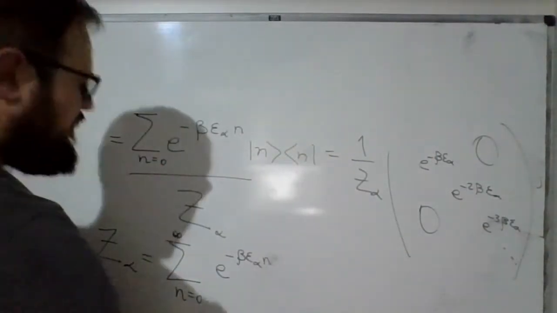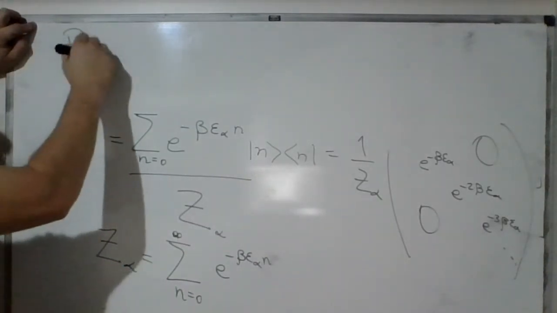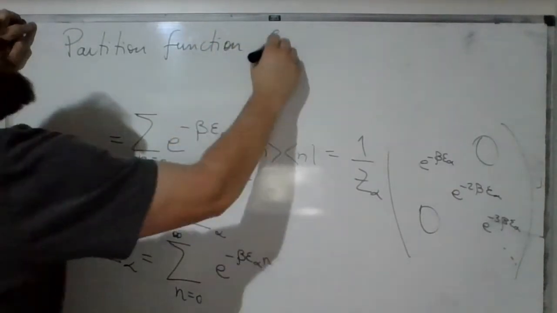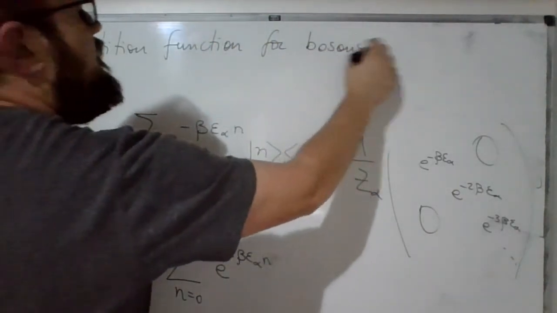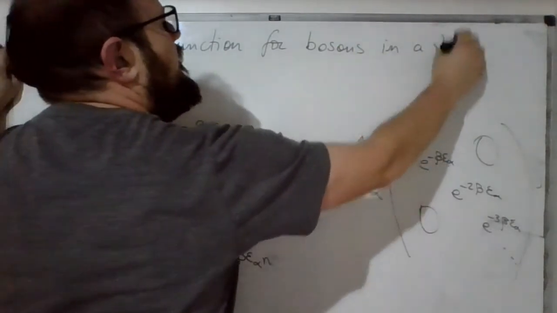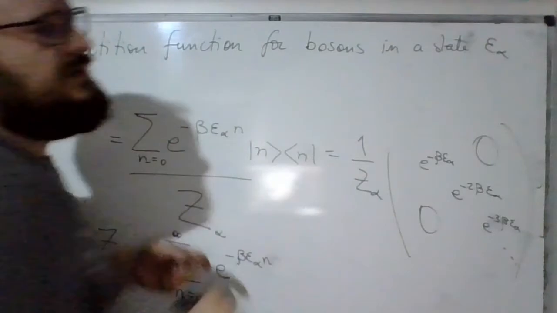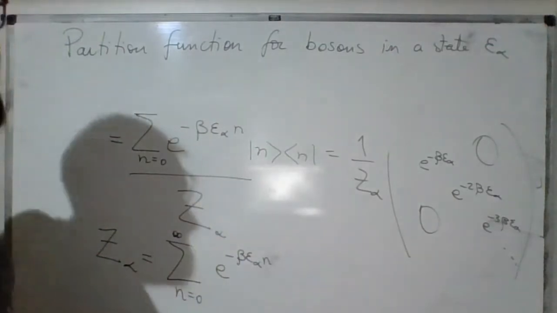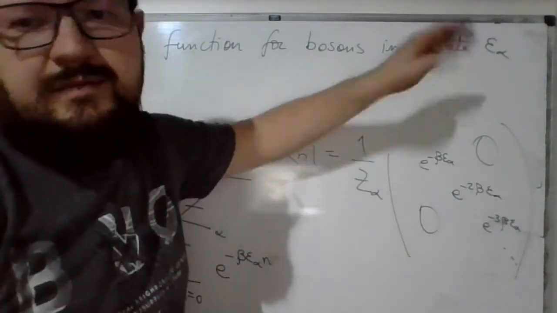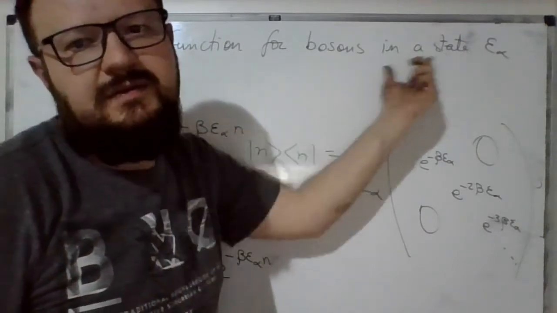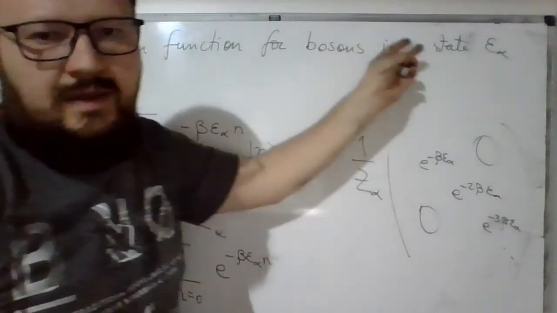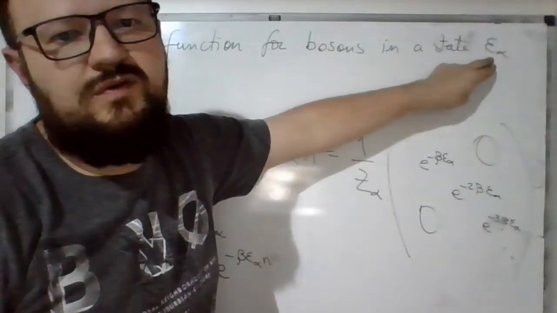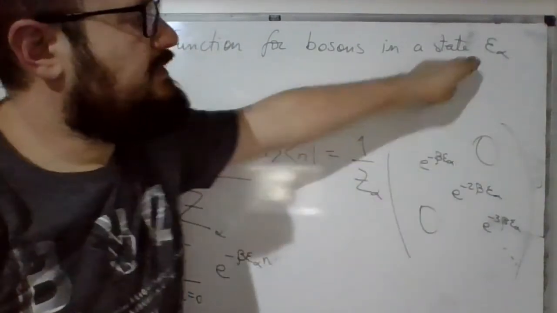The partition function for bosons in a state E alpha. So this is the energy state alpha in a given quantum state with energy E alpha. Let me be compact in the writing, but it means that there are a given number of bosons, which I don't know how many, in the state E alpha.